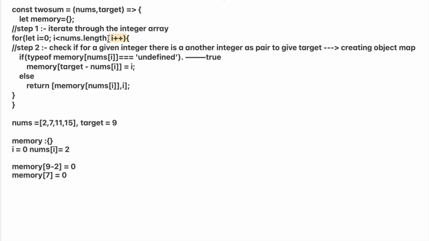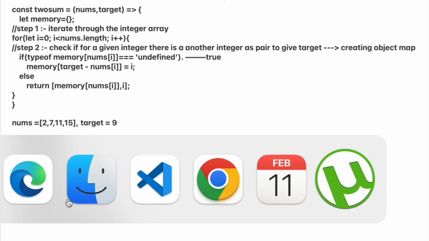Now we loop through the array, so I is incremented by 1. Now the value of I is 1 and nums of I is 7. Again we do the type check: type of memory of nums of I is undefined. Here memory of nums of I is memory of 7. Since we already have 0 in memory of 7, it is not undefined, so we will go to the else part. Else would return memory of nums of I, comma, I. So memory of 7 is 0, and 1, so 0 and 1 will be returned. So this is how we arrive at the solution.